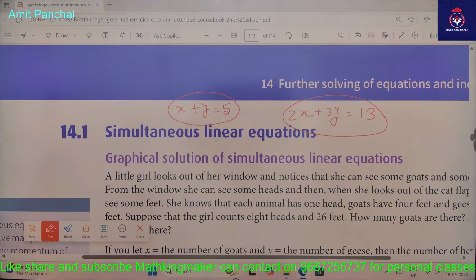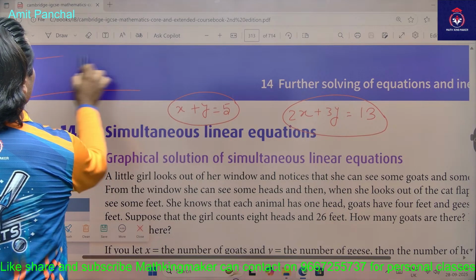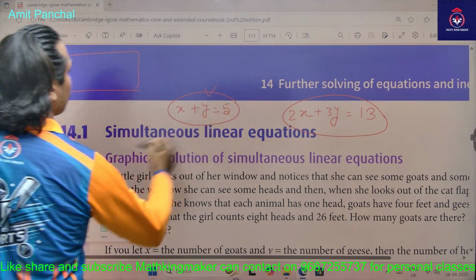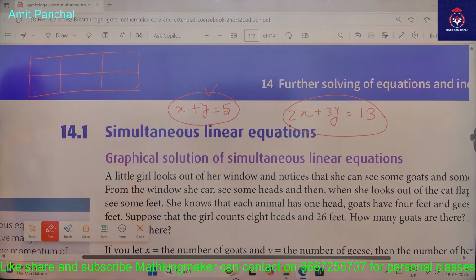Yeah, I have to convert it. No, you need not convert it. Just simply draw the table. Table for this first one. Just find 2 points and join them, then you will find your equation.